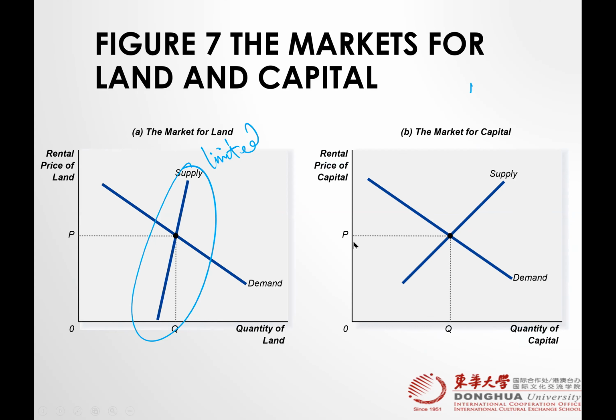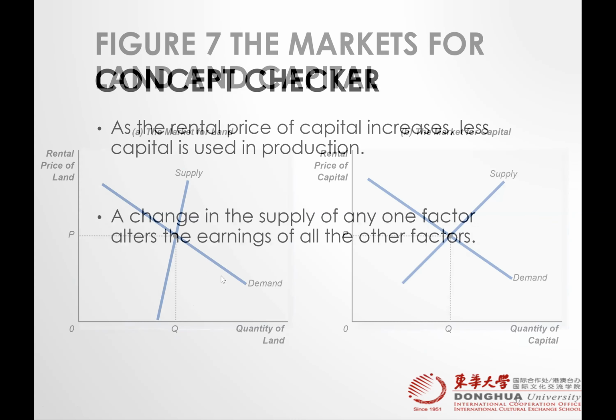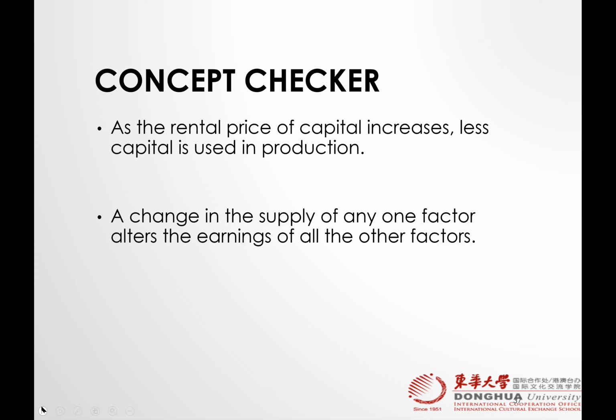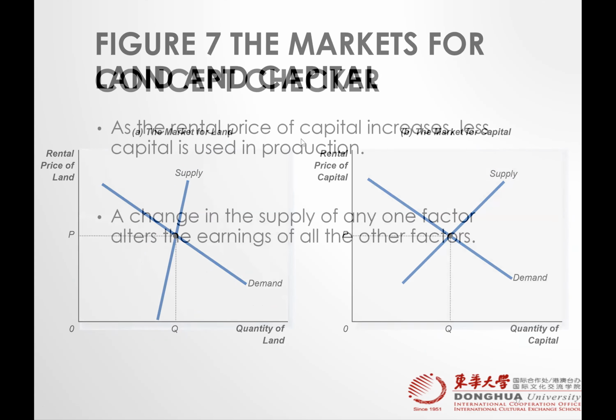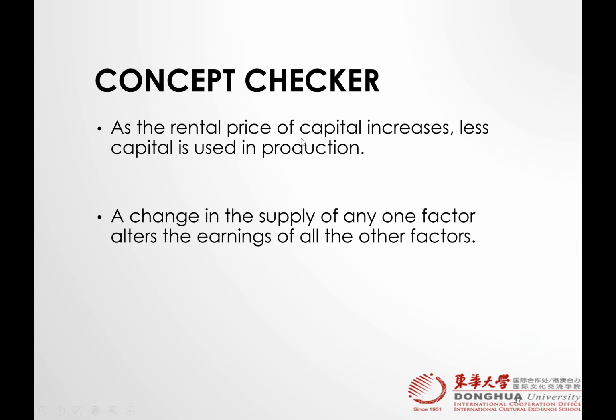Downward sloping, right? So supply of land, demand of land, supply of capital, right? The same determined by the market forces of demand and supply. So if you understand all these discussion, please answer this concept checker.